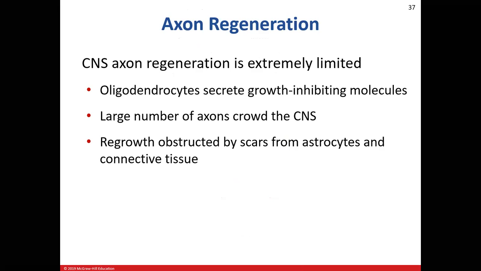Now, CNS axon regeneration is actually limited. What we saw in the previous two slides was really PNS regeneration. When we look at the CNS, the oligodendrocytes actually secrete growth-inhibiting molecules. Large numbers of axons crowd into the CNS, and regrowth is obstructed by scars from the astrocytes and connective tissue. Remember, we said astrocytes fill in the areas where scarring has taken place or where tissue has been damaged.